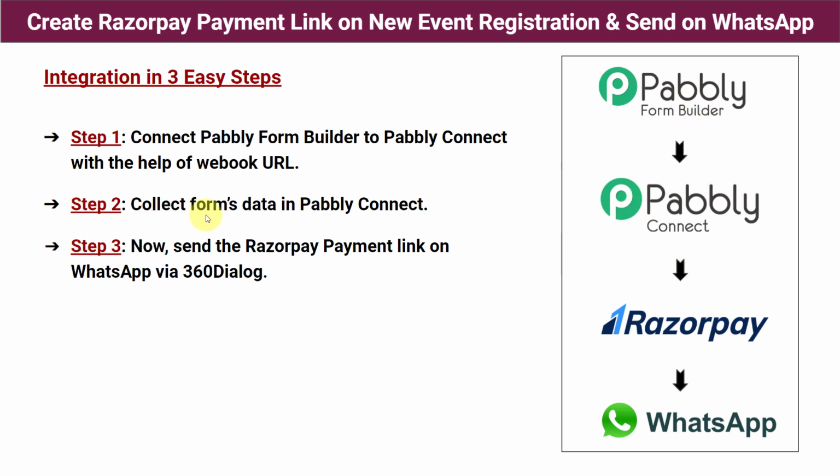Step 2 is to collect the form's data in Pabbly Connect. So in the second step, we'll bring the data from the Pabbly form to Pabbly Connect. And step 3 is to send the Razorpay payment link on WhatsApp via 360dialog. So at the last step, we are going to send the Razorpay payment link as a new message on WhatsApp via another application called 360dialog. I'll tell you what 360dialog is later on in this video. First of all, let's jump back to step 1 and open Pabbly Connect.